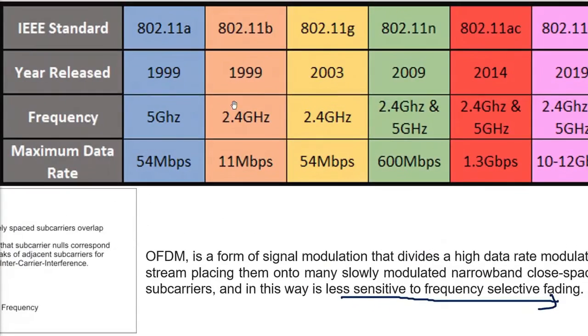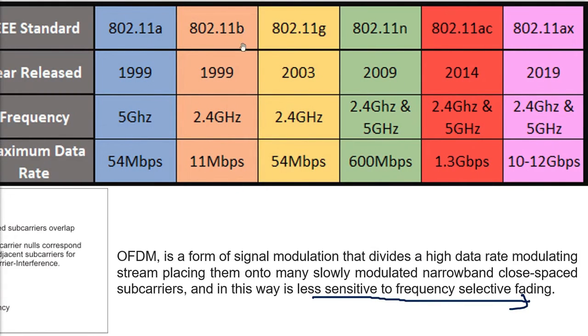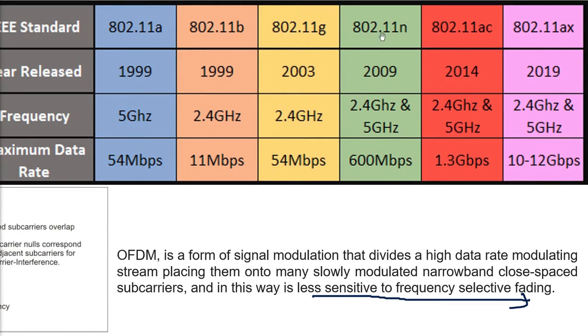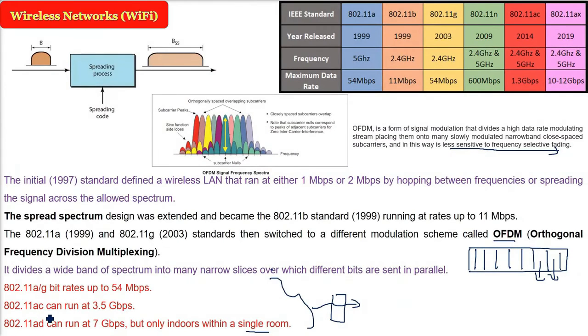But here you see IEEE standards are there, 802.11a and 802.11b 11 Mbps. These are the data rates. G 54 Mbps and N 600 Mbps, AC 1.3 Gbps, and then we have AX 10 to 12 Gbps. And you mark the frequency range 2.4 gigahertz until 5 gigahertz.